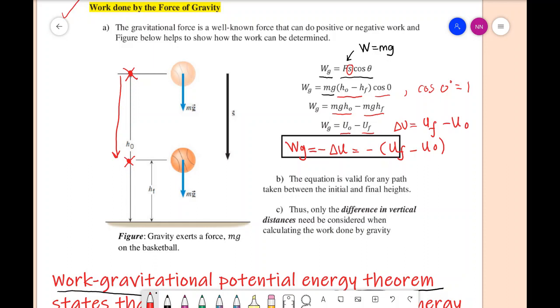Or you may write U naught as U initial, okay, UI, just a symbol, U initial. So this is the U initial here, this is the initial position, and this one is the final position. So Wg equals to negative delta U equals to negative U final minus U initial.